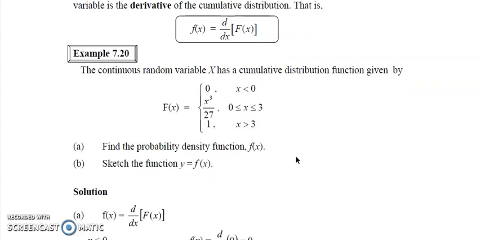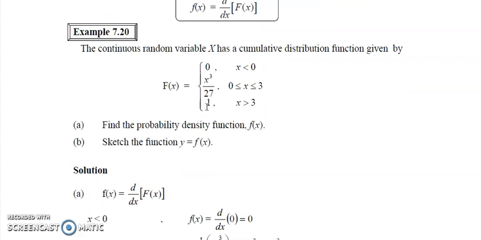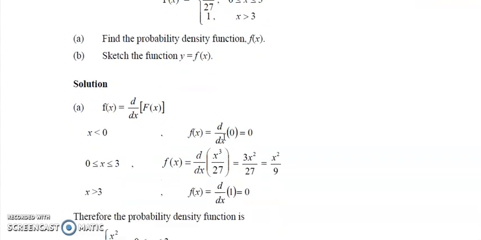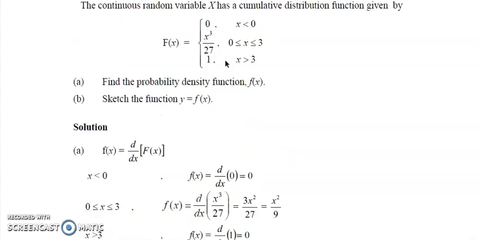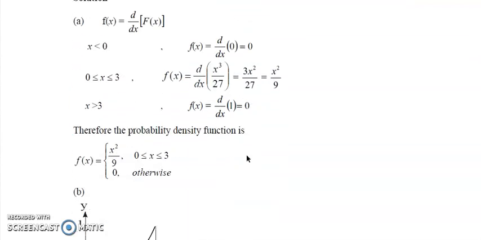For 7.20 we already have a solution, so I'll go quickly. This is your CDF. Please make sure you can differentiate which one is the CDF and which one is the PDF. This question asks you to find the PDF and sketch the function. As you can see in the solution for A, they differentiate, they take the derivative. The derivative of 0 is of course 0. The derivative of x cubed over 27 gives x over 9 here. The derivative of 1 is of course 0. So the PDF will be x over 9 for x between 0 and 3, and for the last one, the PDF is of course 0, otherwise.